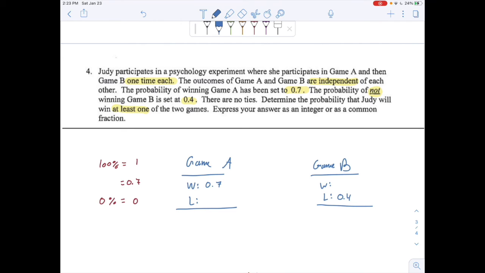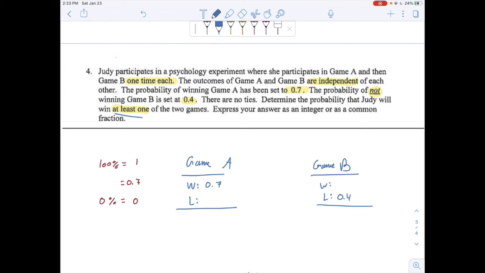So I'm doing a statistics problem today where Judy is doing a psychology experiment. She's going to play game A and then game B. It also tells us that the outcomes of game A and B are independent. It tells us that the probability of winning game A is 0.7. The probability of not winning game B, which is the same thing as losing, is equal to 0.4. It tells us that there's no ties, and we have to find the probability that Judy will win at least one of the 2 games.